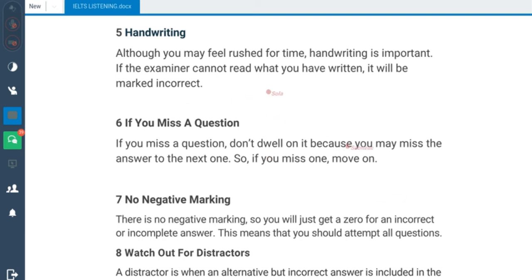All right, so once again, if the examiner cannot read what you have written, it will be marked incorrect. So you have to be careful with your handwriting. Make sure your handwriting is legible enough.